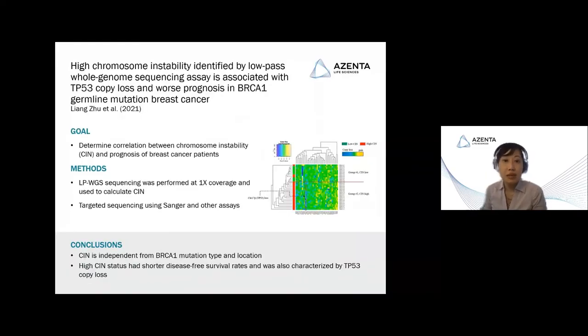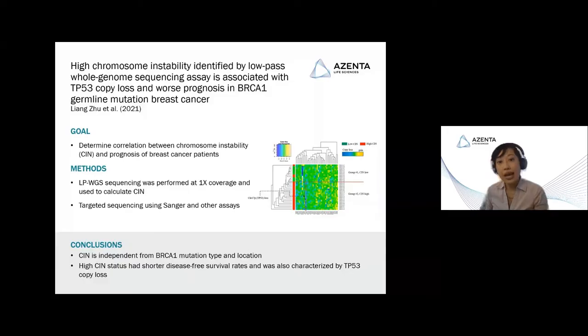Next, this study coming from a Cancer Institute sought to determine whether low-pass whole genome sequencing could support chromosome instability analysis and how it might be associated with other known genetic prognosis indicators, in particular for breast cancer. So here they were able to use low-pass sequencing to essentially divide the patient tumor groups into two categories, one of high and one of low chromosome instability.